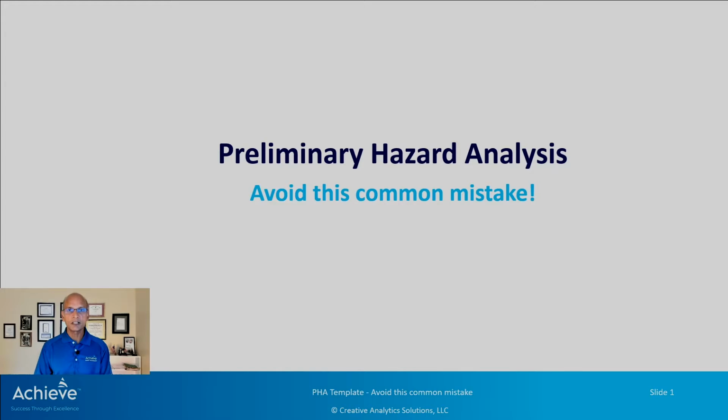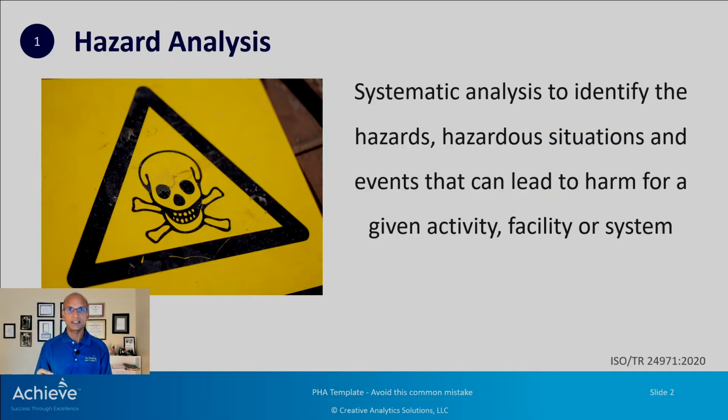So we're going to look into the preliminary hazard analysis and avoiding this common mistake. But let's first take a step back and understand what hazard analysis is. Systematic analysis to identify the hazards, hazardous situations and events that can lead to harm for a given activity, facility or system. Nowhere in this definition is the term failure or a failure mode mentioned. Okay? So it's a common industry practice that people use FMEAs or fault tree analysis or other tools that are very suitable for failure analysis, but not suitable for hazard analysis, and what kind of headache it causes, I will talk about that.